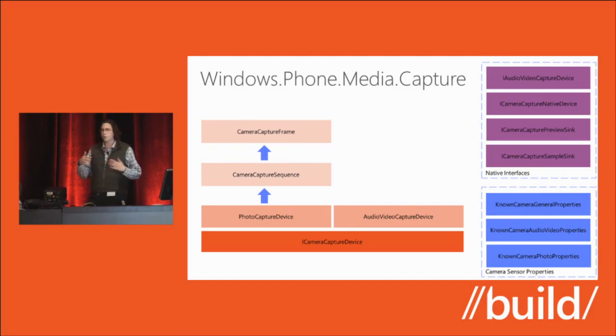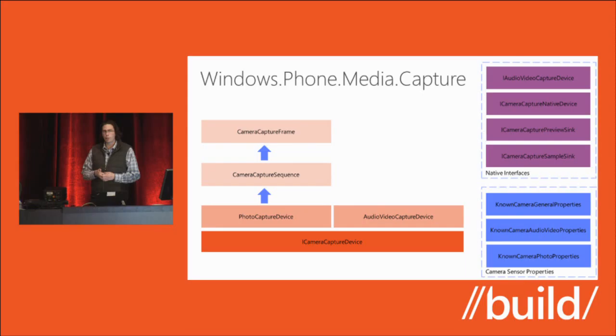PhotoCaptureDevice is what you would use to configure the camera in order to make it do what you want it to do, to send it commands. And then you instantiate a CameraCaptureSequence from a PhotoCaptureDevice. This is what I'll be talking about later. It's the progression of things you would do to quickly grab images off of the sensor. And the data from that is returned in the form of a CameraCaptureFrame. There's a number of native APIs that you can get at as well for high-speed access to data. I'm not going to talk about those here, but there's documentation on MSDN.